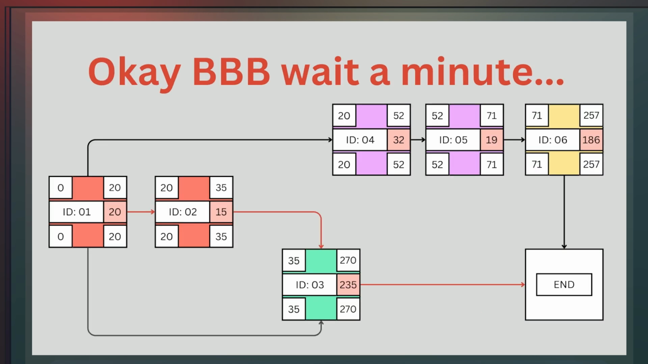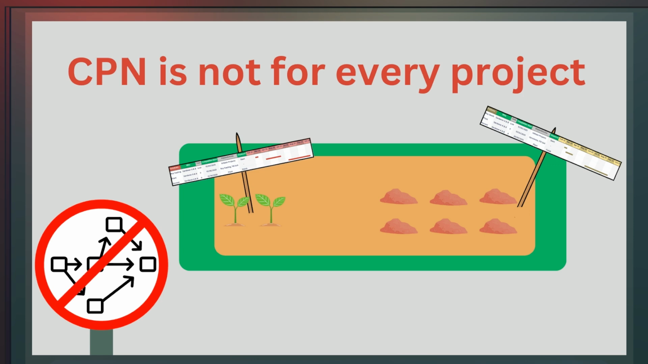Okay, back in Business Boy. Wait a minute. What do we have here? A lot of numbers which are all the same. So what was the point of doing that? The critical path in red here has no differences, as should be, but the other one also has no differences. So what's going on? Critical path network is not for every project.